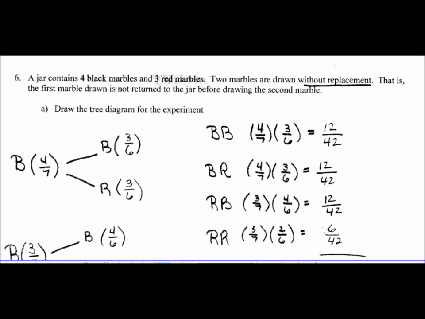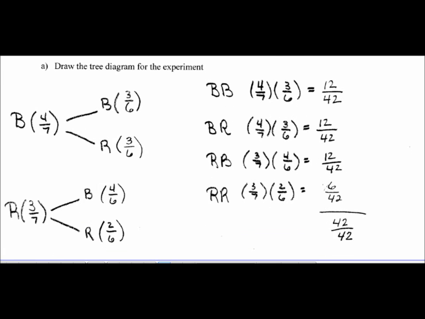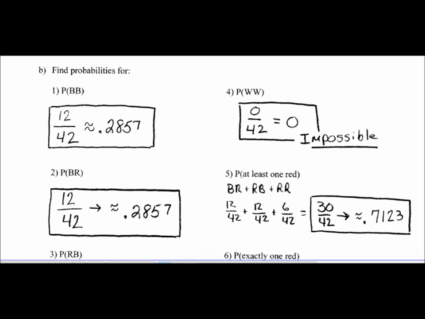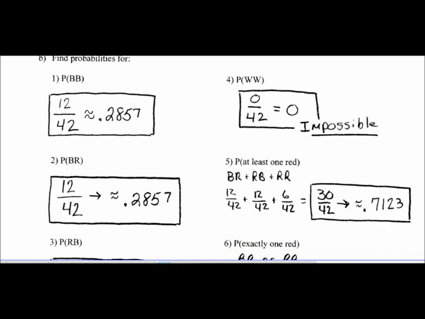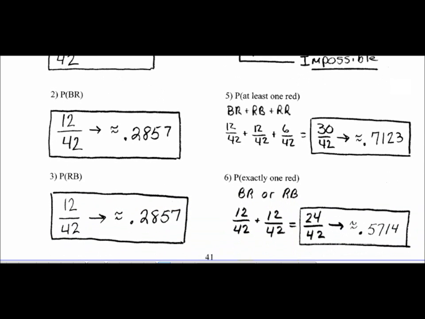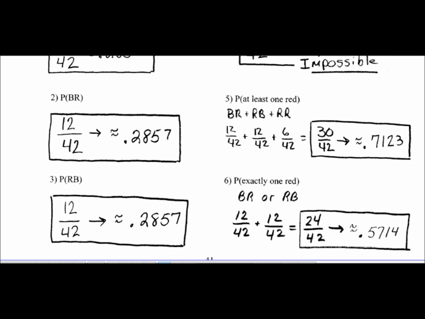On the next page, we have a jar, and there are 4 black marbles, 3 red. 2 marbles are drawn out without replacement. And so the tree diagram illustrated here shows the probabilities associated with all the possible events: black, black, black, red, red, black, and red, red. We use those probabilities listed over in our sample space on the right-hand side to answer the questions that follow. The probability for black and black is 12 out of 42. Probability for black then red, 12 out of 42. Probability for red then black, also 12 out of 42.